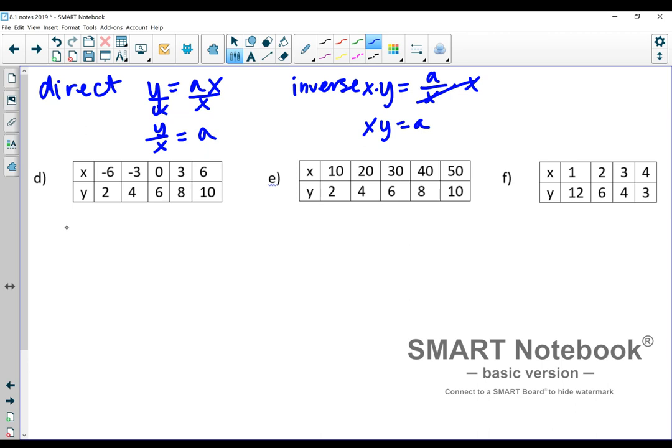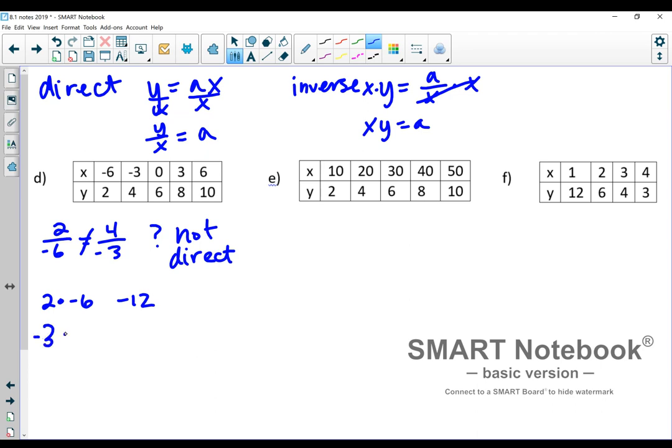So first I'm going to do the fraction one. So y over x would be 2 over negative 6. Does that equal 4/3? No. So this is going to not be direct. So now we're going to check for inverse by multiplying them. So 2 times negative 6, that's going to be a negative 12. Negative 3 times 4, negative 12. 0 times 6, 0. 3 times 8, 24. We just know it's not going to work, don't we?